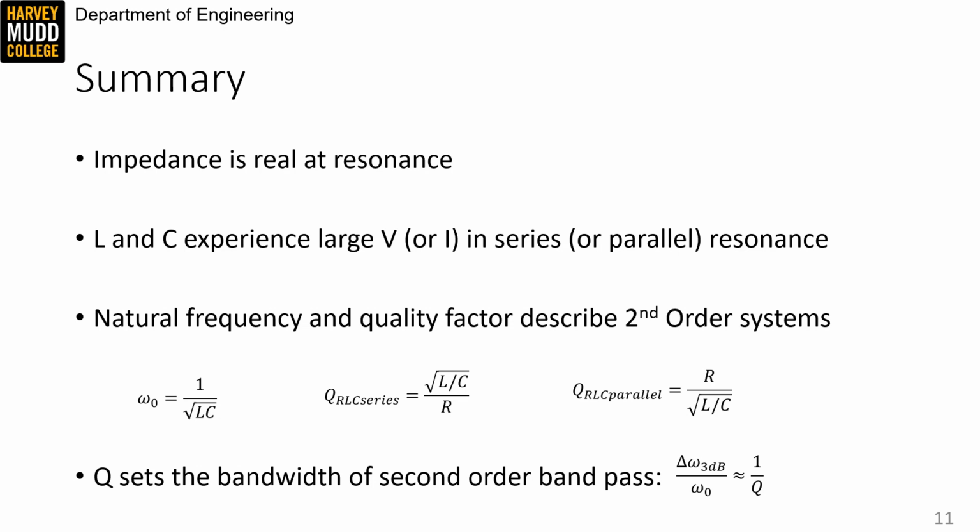So, in summary, impedance is real at resonance. L and C experience large stresses, voltage in series or currents in parallel resonance. The natural frequency and the quality factor describe second-order systems, and I've included formulas for them down here. And Q sets the bandwidth of a second-order bandpass. So you can find Q as delta omega over omega is given by 1 over Q.